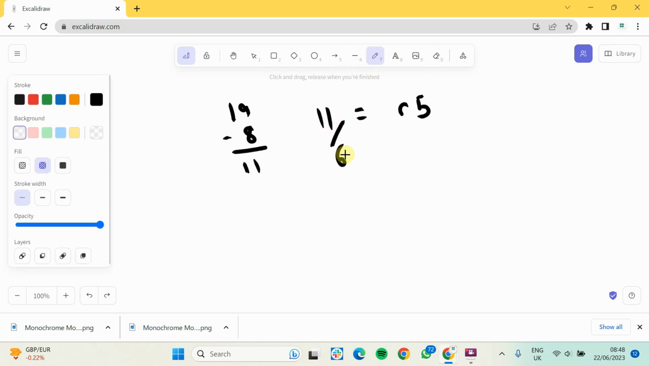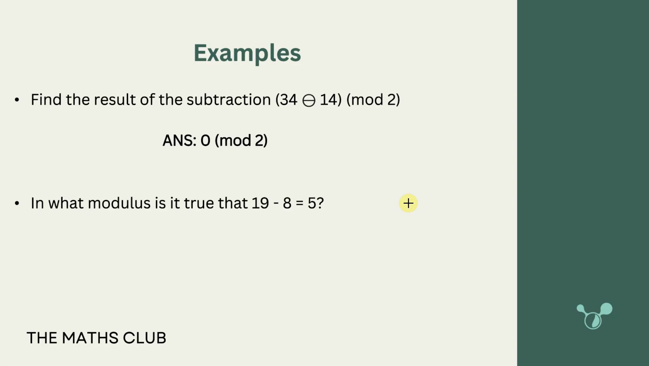So if I divide 11 by 6, what will I have? I will have 1, because 6 can only go into 11 once with a remainder of 5. So therefore, our answer is actually 6. That means this subtraction was carried out in mod 6. Let's see if it's correct. Great. And with that, we're actually done with subtraction.